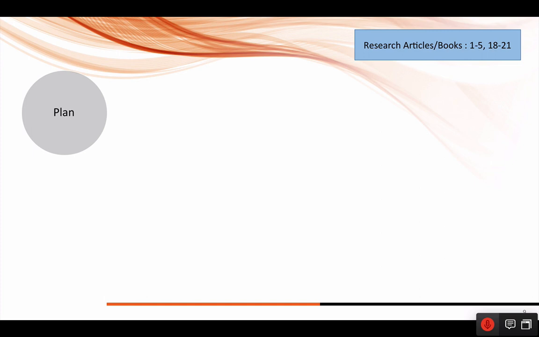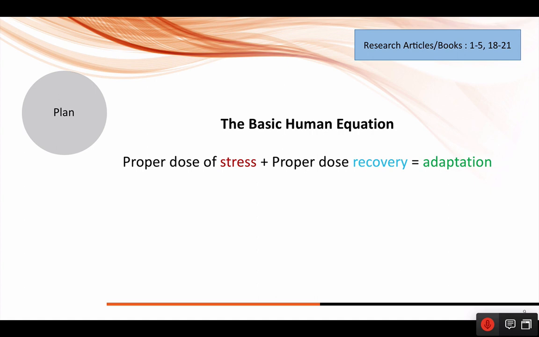Okay, so let's go back to this concept of workload and what we're going with. So number one, you've got to plan, right? You've got to start with some sort of framework, because the basic equation of humans is the proper dose of stress and then the proper dose of recovery ideally equals adaptation, right?